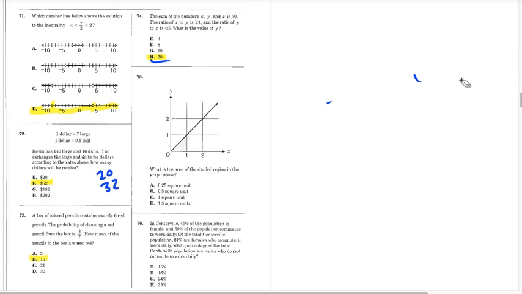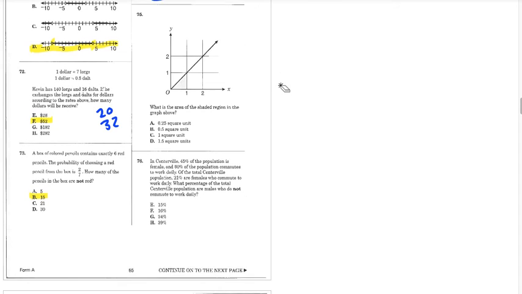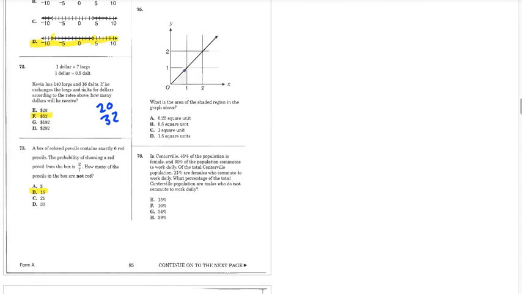The next one is a little bit hard to see on my copy here, but the shaded portion they're talking about is this right here.